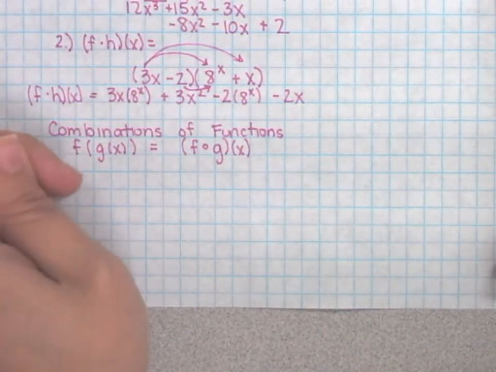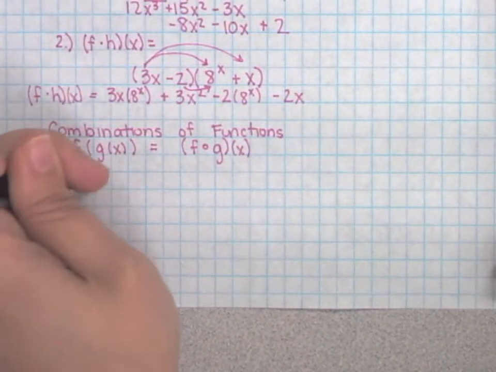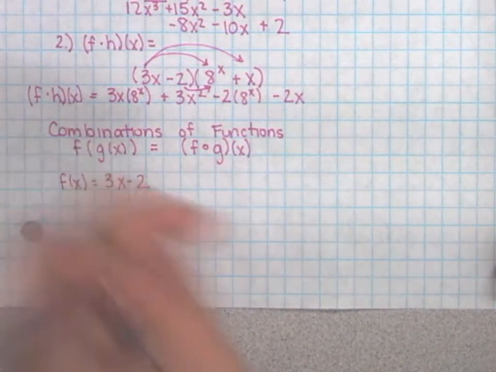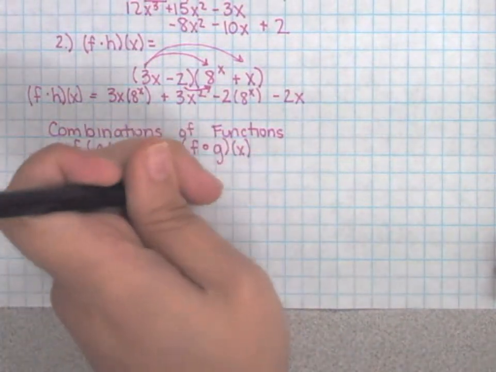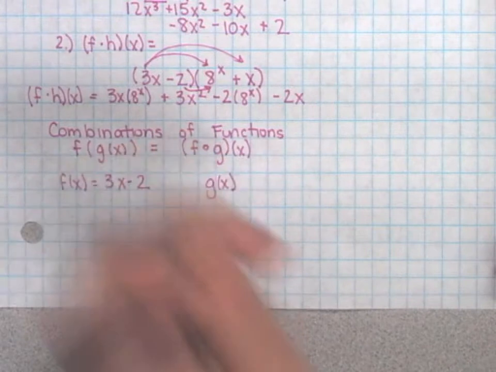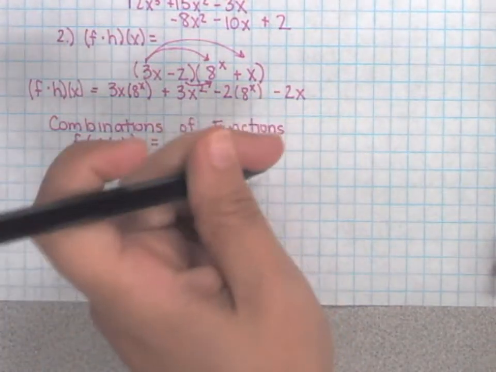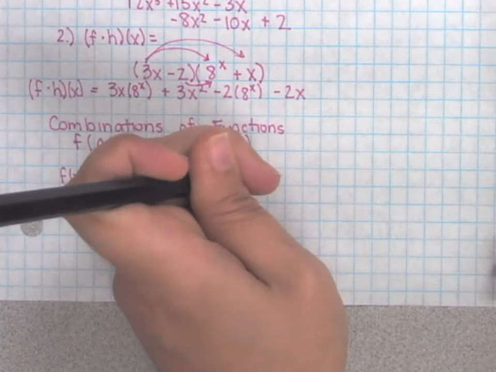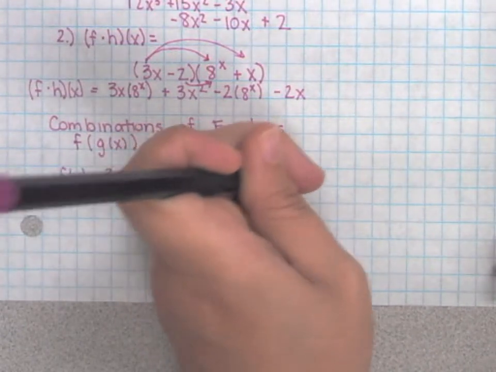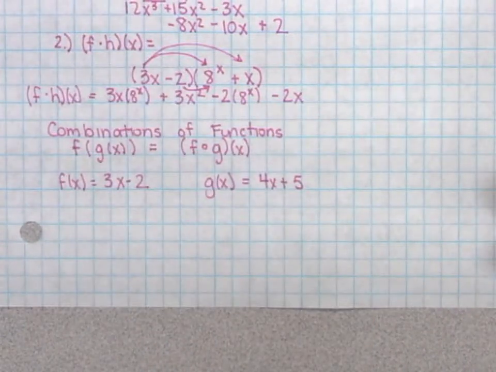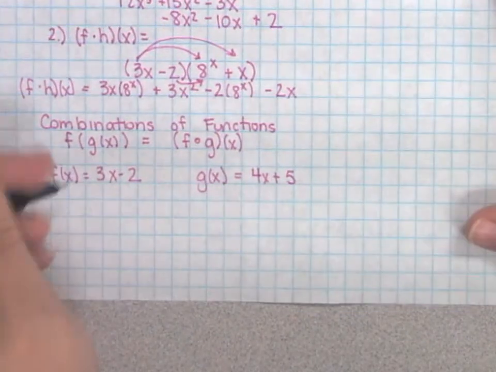So if f of x, we're going to keep that one, is 3x minus 2. And g of x is, I'll start off easy, how about 4x plus 5? We'll start off easy for now. Okay? These will be two different answers.